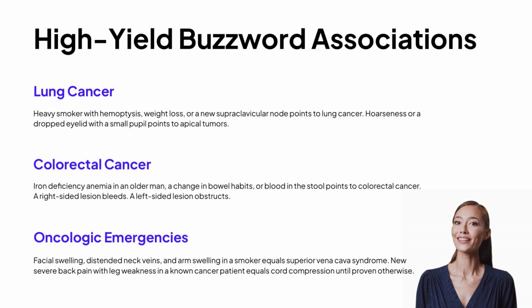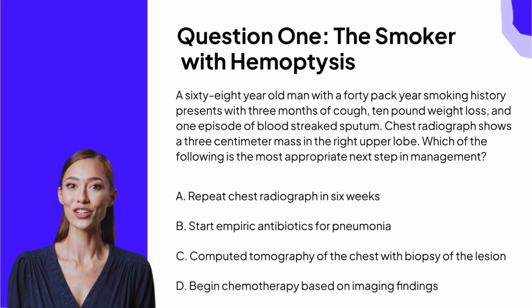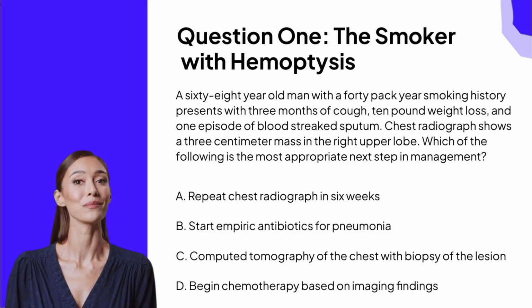For emergencies, facial swelling and distended neck veins in a smoker is superior vena cava syndrome. New severe back pain with leg weakness in a known cancer patient is cord compression until proven otherwise. Memorize these and you will recognize the question before you finish reading it. Let us work through our first question. Read the stem with me.